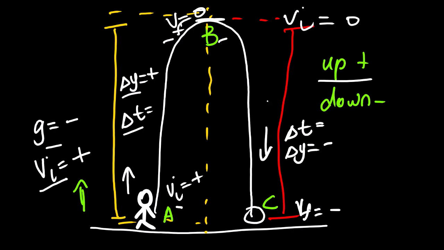And then we also have g, which will always be negative. So what you need to know is that g will always be negative, whether the object is going up or down. This is scenario number 1. Let us go to scenario number 2. This is scenario number 2.